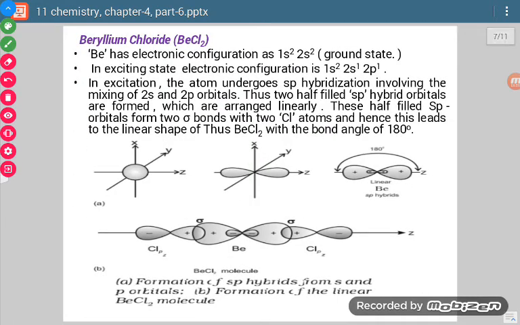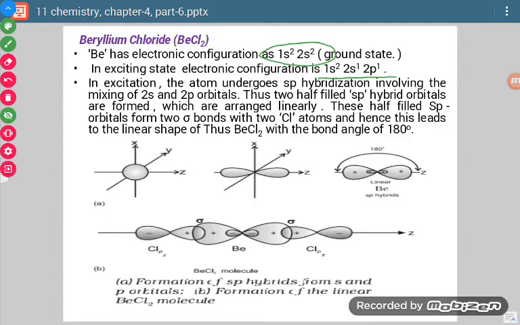Now let us consider this example, beryllium chloride, BeCl2. Be has atomic number 4. Now when we talk about the excited state, its configuration comes out to be 1s2, 2s1, 2p1. Now what happens?